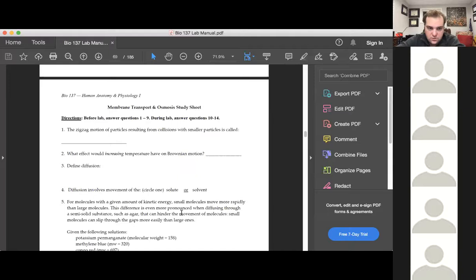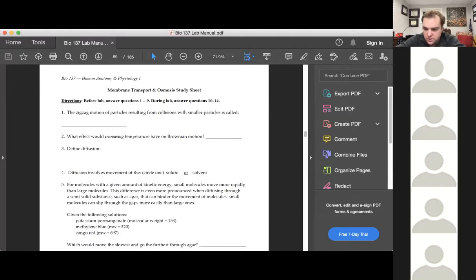All right, I want to try to be a little bit interactive here because I want you all to think about some of these and chat the answers out, or you can say them. This is going to be basically the study sheet. The zigzag motion of particles resulting from collisions with smaller particles is called what? It's the first thing we talked about. Brownian motion? Yeah, that's right. That's the answer to number 1.